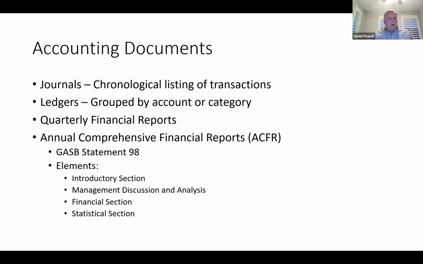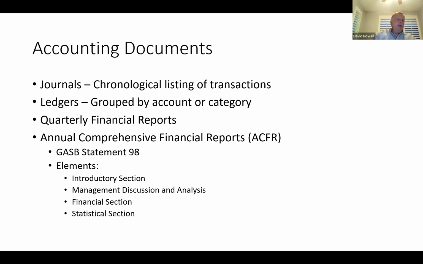Then you have the biggest part of the annual comprehensive report, which is the financial section. The financial section will give you all of the tables in terms of balancing assets and liabilities, balancing revenues and expenditures, and will give you different balance sheets for each one of your different fund categories. So it will give you a balance sheet for the general fund, and the general fund in terms of revenues and expenditures, all the different categories of revenues, all the different categories of expenditures.